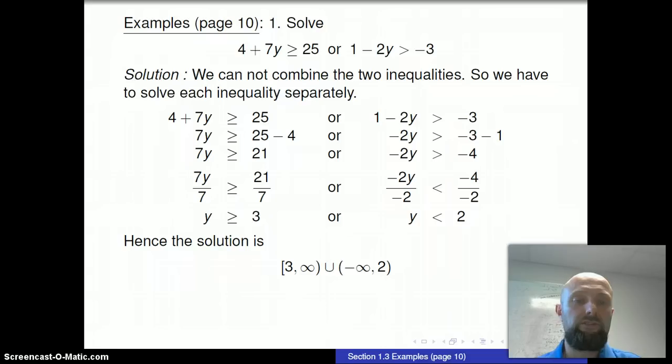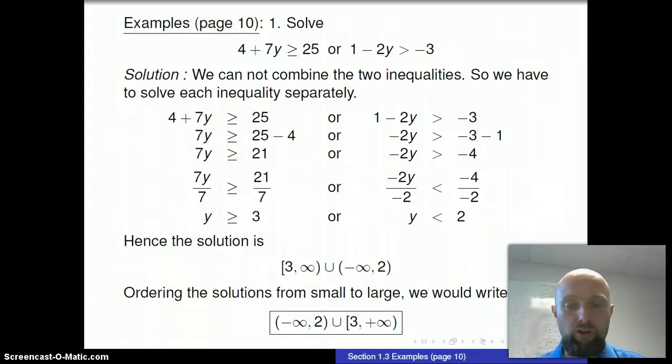In interval notation, this would be the interval 3 infinity union -infinity 2. However, ordering the solutions from small to large, we would typically write the interval -infinity 2 union the interval 3 infinity.